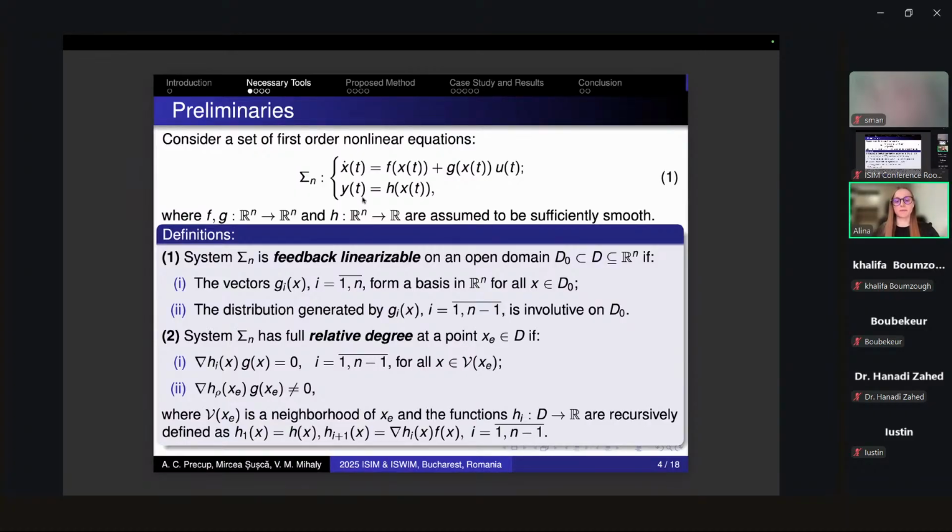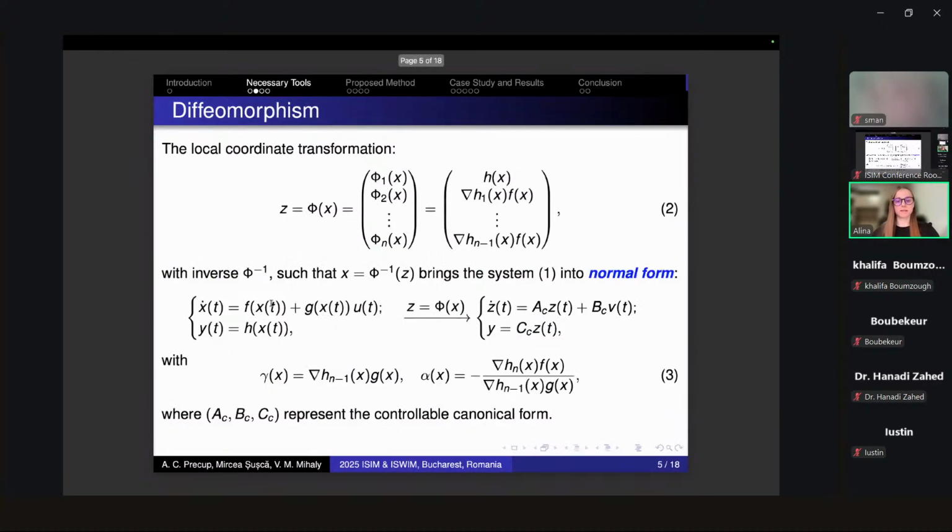First, system 1 is feedback linearizable if these two conditions are satisfied. Second, the relative degree of the system, which describes how many times the output must be differentiated until the input appears explicitly. Under this assumption, we can construct a local diffeomorphism as shown in 2. In these new coordinates, the original nonlinear system is transformed into what is known as the normal form. The functions gamma of x and alpha of x define the corresponding input transformation.